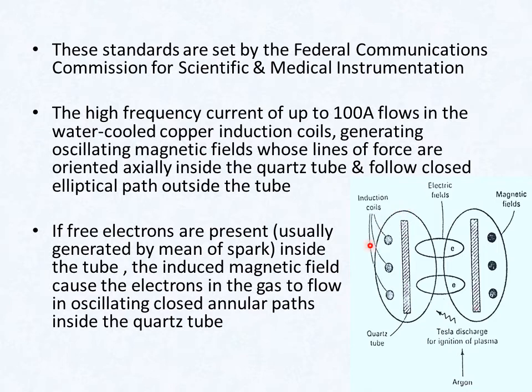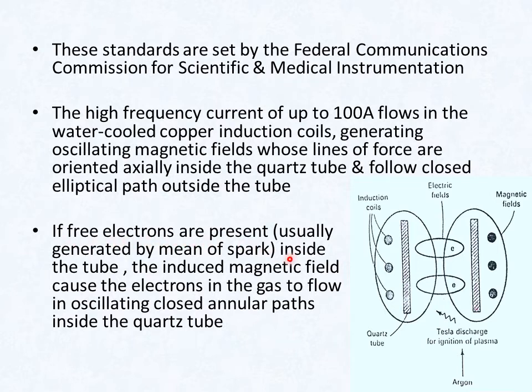So this indicates the magnetic field whose lines of force are oriented axially inside the quartz tube, and these follow the closed elliptical path. So you can see this one is the closed elliptical path. So this is the magnetic field.